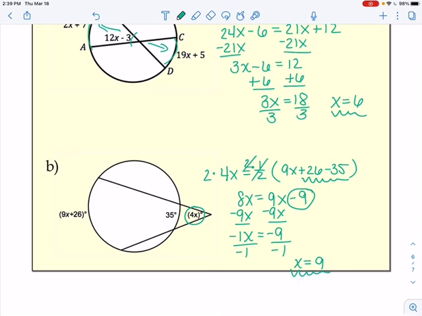Again, just keep in mind when you're doing these problems that you cannot have a negative answer. X can't be negative. The measure of your angle can't be negative. The measure of your arc can't be negative. Okay, everything here is going to be a positive answer. So if you get a negative answer, you know something is wrong.